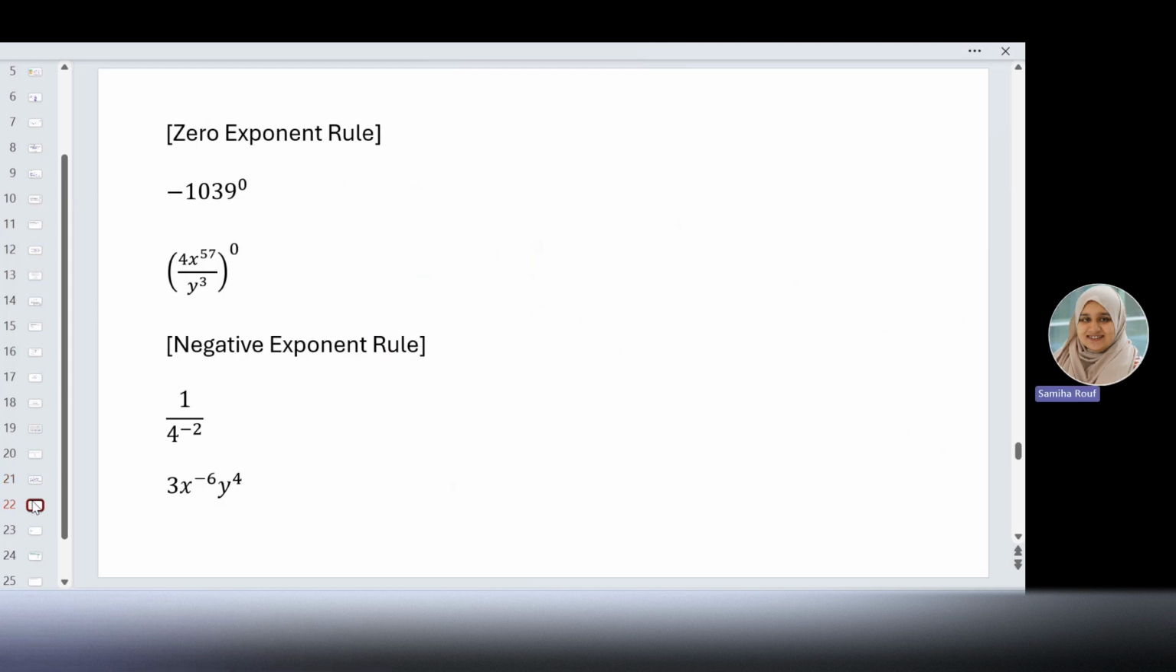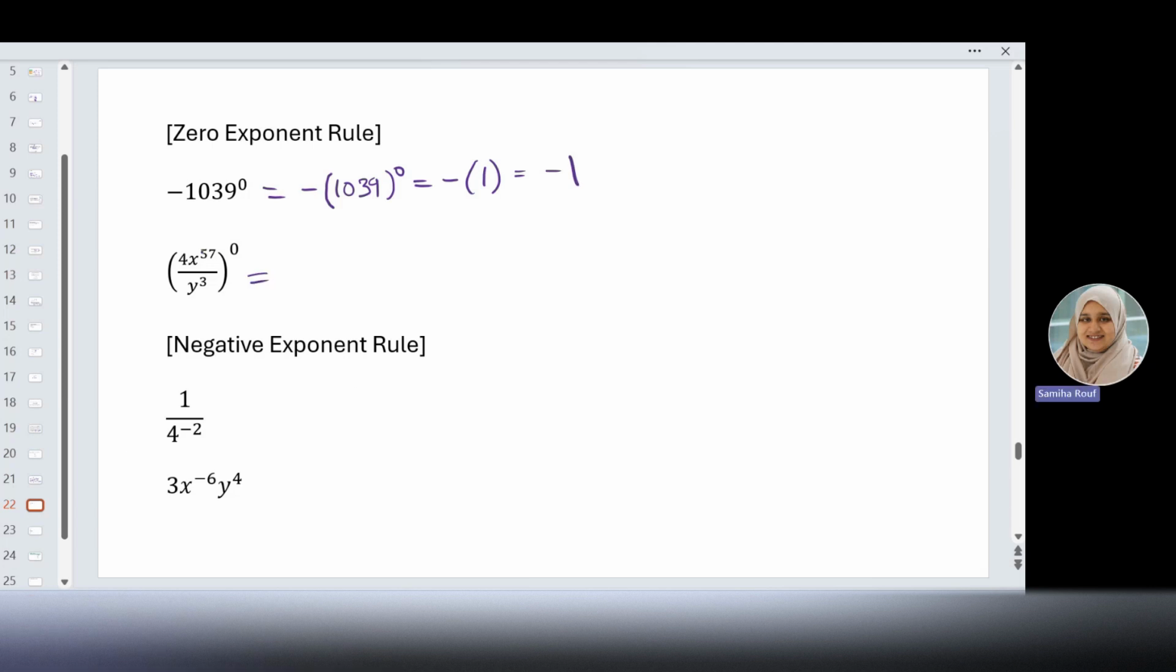Okay, well, what did we say about the 0 exponent? It will equal 1. However, notice that the number 1039 is not in parentheses, or the negative is not in parentheses. So this means the negative is separate from the number, and the exponent is only being applied to 1039. So this number becomes 1. We end up with negative times positive 1, which is negative 1.